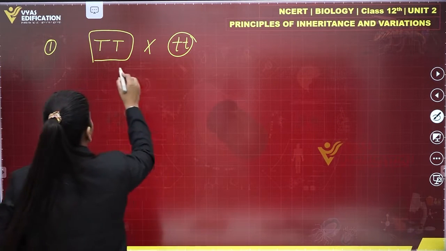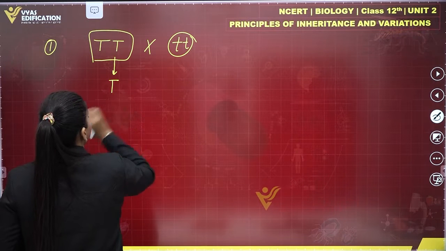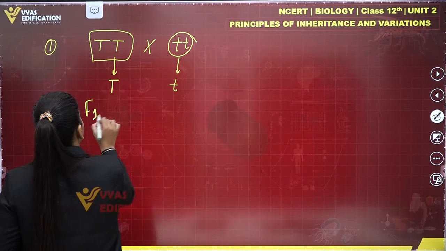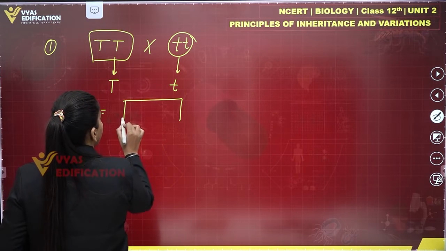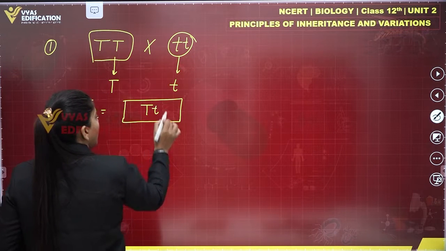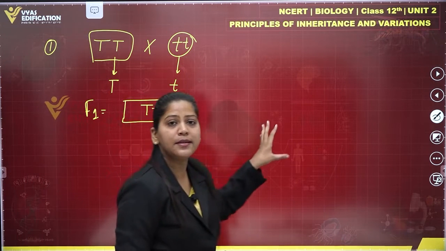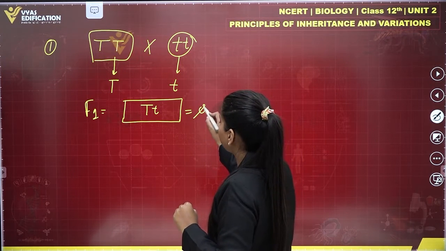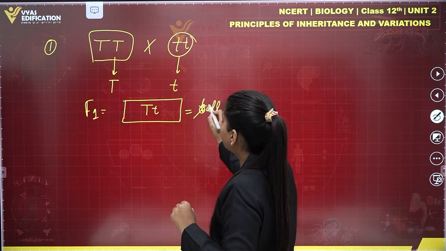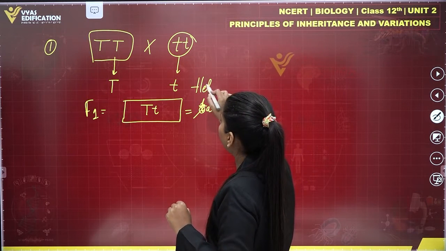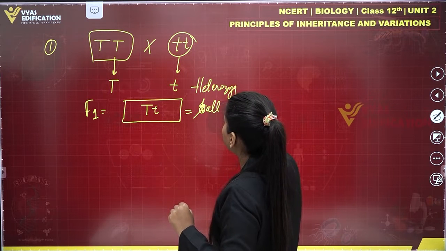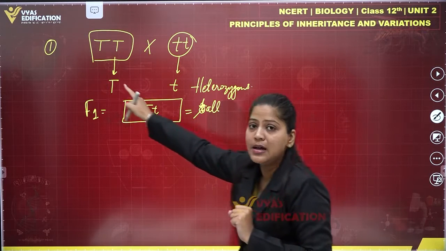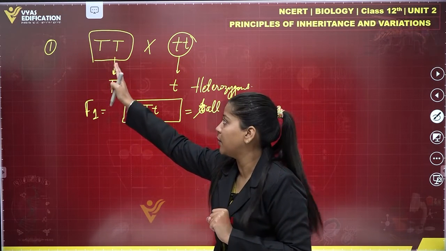Now what is going to happen? It will produce gametes as capital T, and the other as small t. All the offspring without exception in the F1 generation will be tall. That means heterozygous tall. All the offspring will be heterozygous. So this is the conclusion, this is the result. We don't know the genotype of the parent organism.